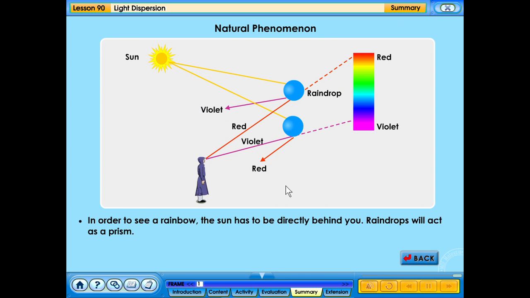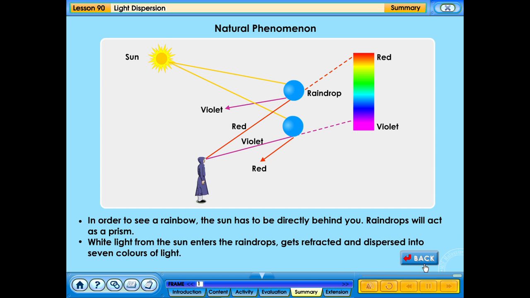In order to see a rainbow, the sun has to be directly behind you. Raindrops will act as a prism. White light from the sun enters the raindrops, gets refracted and dispersed into 7 colors of light.